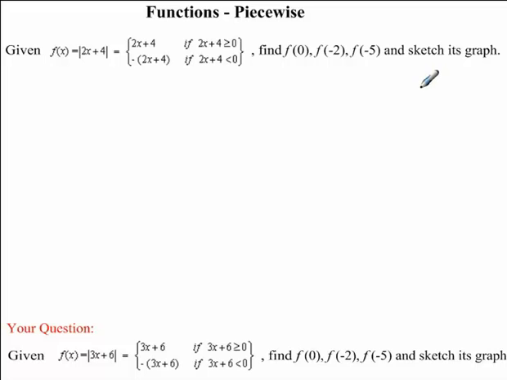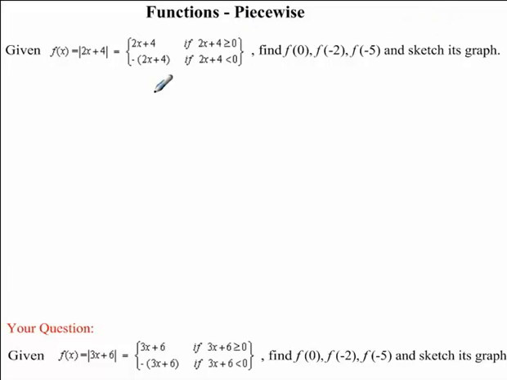In this clip, we will be discussing piecewise functions. While we answer this question together, you will be solving a similar problem on your own using the same technique. So given f of x is equal to the absolute value of 2x plus 4, we are asked to find f of 0, f of negative 2, f of negative 5, and then to sketch its graph.